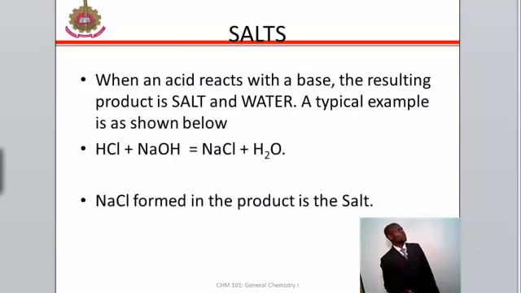Salt. When an acid reacts with a base, the resulting products are salt and water. The typical example is shown. HCl is the acid reacting with NaOH, that's the base. We have NaCl and H2O. The NaCl is referred to as the salt, and that's the product formed.